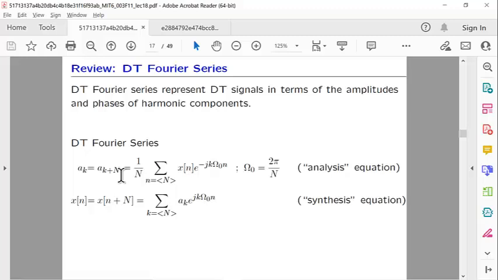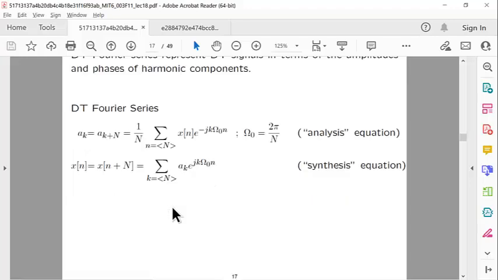So discrete time Fourier series, here you write these are the Fourier series coefficients, and then the original signal can be written in terms of these Fourier coefficients. So he calls this the analysis equation. You would analyze your signal into frequency components, and synthesis equation means you synthesize the frequency components together to get your original signal. All right?